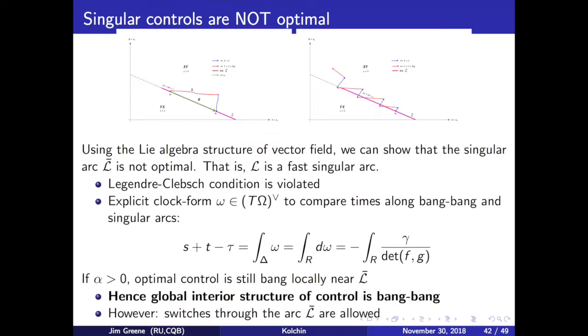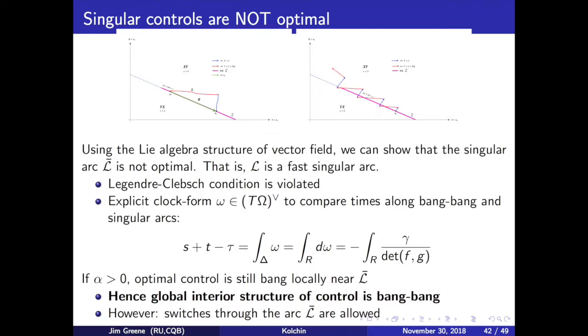Well, it would have been interesting if singular arcs were optimal. In other words, if intermediate doses were optimal, but that's actually not the case. You can show this using a variety of techniques. There's the Legendre-Clebsch condition, which is essentially just a second order, a higher order condition. It's violated, so the arc is definitely bad for us.